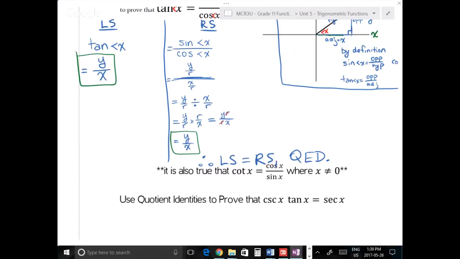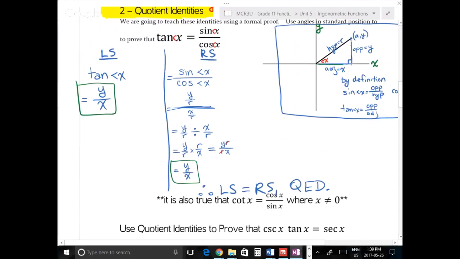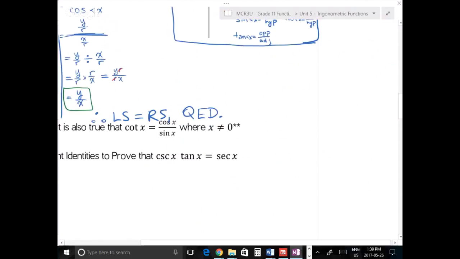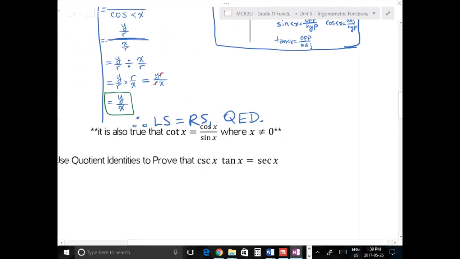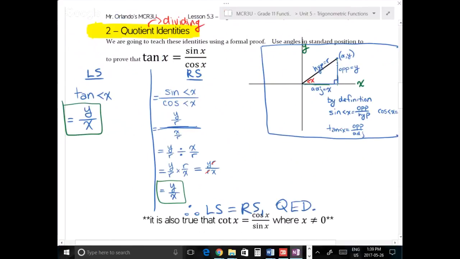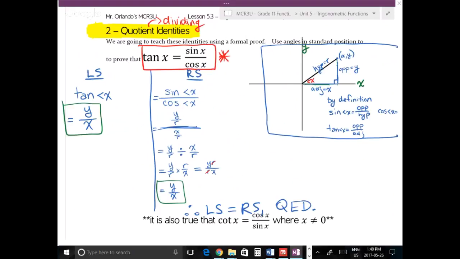So now, the nice thing is, we now have 2 things that we can always use. We can always know that tan x is just sine x over cos x. This is always true now, because we just proved it. We just proved that tan x and sine x over cos x are the same thing. So this is now one of our quotient identities that we're always going to be able to use. And I would recommend highlighting that.